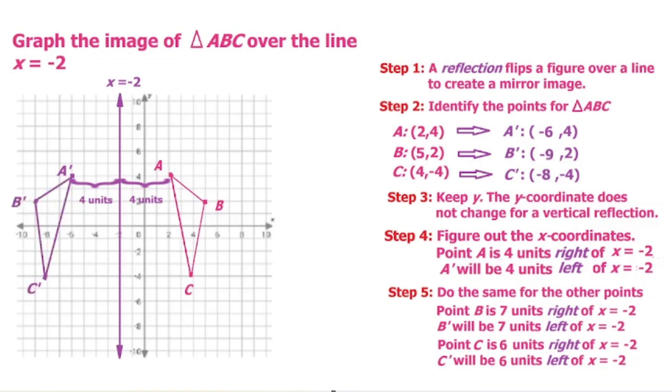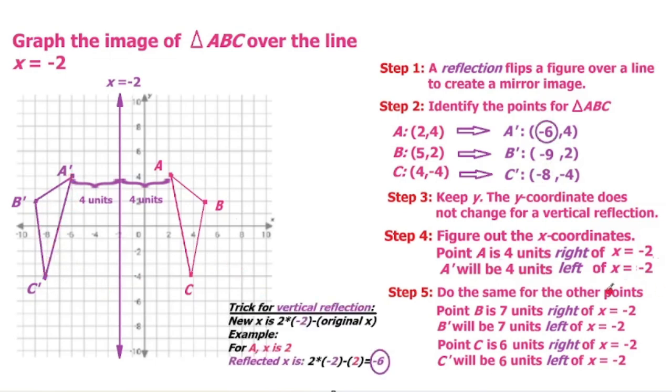Okay, so it is at -9. And then for point C, C is 6 units right of x equals -2. So 1, 2, 3, 4, 5, 6. And so it's 6 left of -2. Okay? So now we have the x coordinates -9 for B and -8 for C. Now we can just plot the triangle, which we did already.